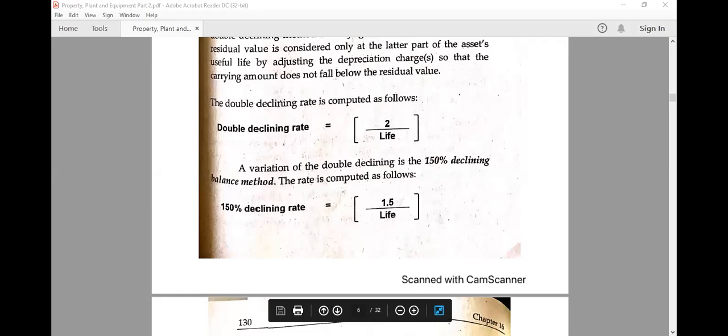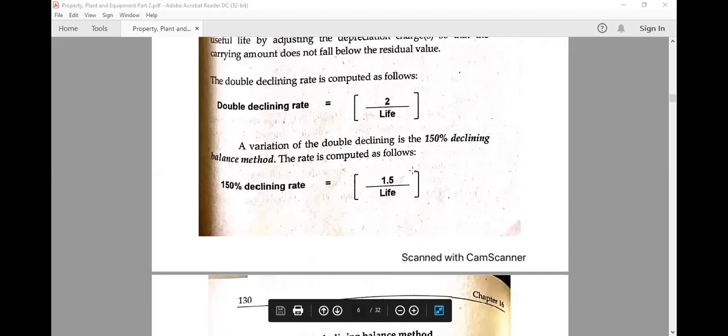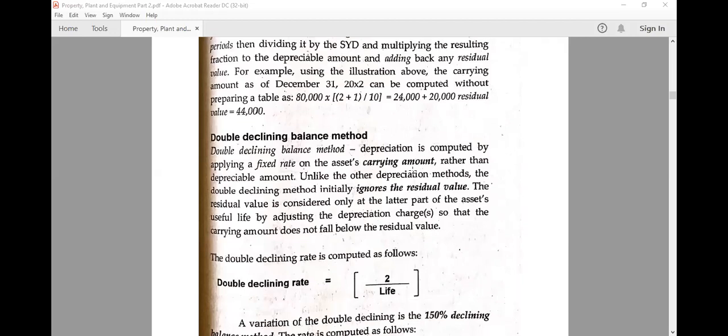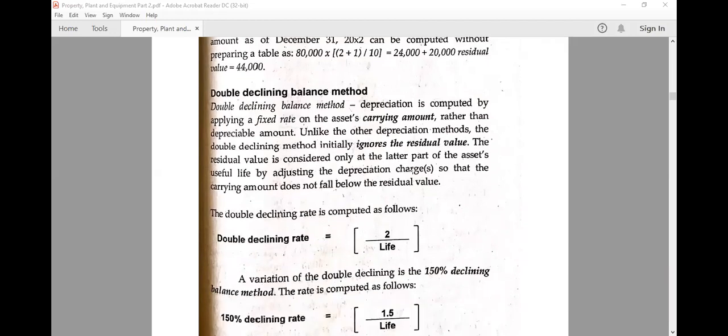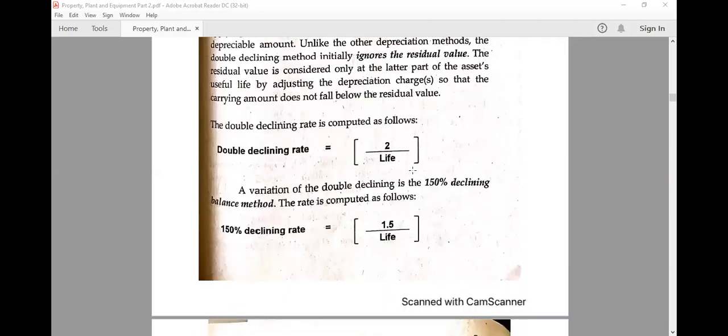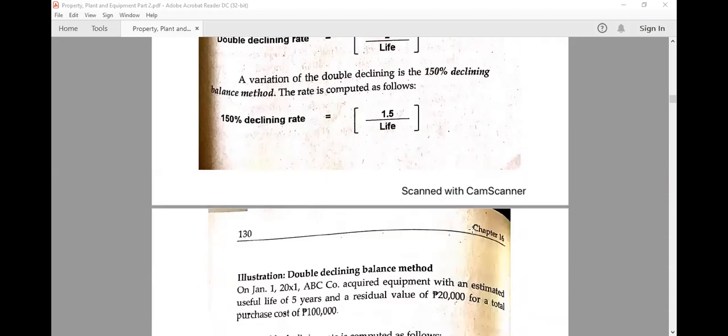All right, it's true that it is 0.15 or 15%. Very good. Also, if it's simply declining balance method, no double, no 150%, it simply means it is 100%. So 1 divided by 10 is 10%. And these are the three common examples: double declining, 150% declining, or 100% declining, or simply declining balance method.